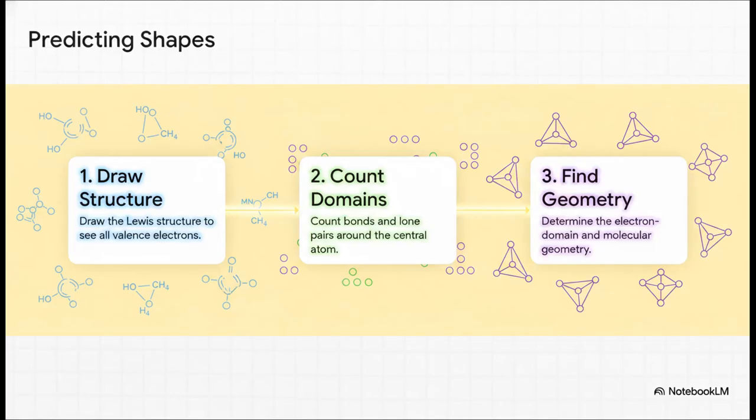So how do you do it? It's a simple 3-step recipe and it works every single time. Step 1, you gotta draw the Lewis structure. You need to see where all those valence electrons are. Step 2, you count up the total number of electron domains right around that central atom. And remember, that means all the bonds and all the lone pairs. And finally, step 3, you take that number, figure out the base electron domain geometry, and from there, you figure out the final molecular geometry by looking at where the atoms ended up.